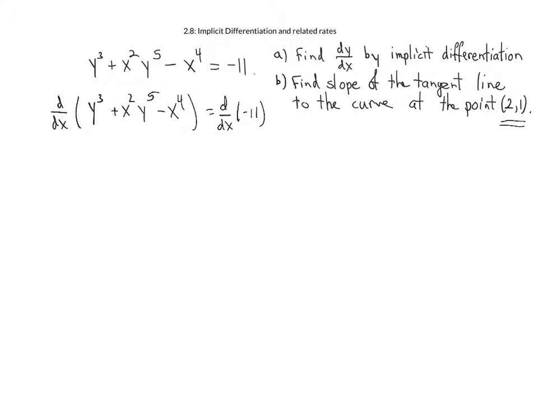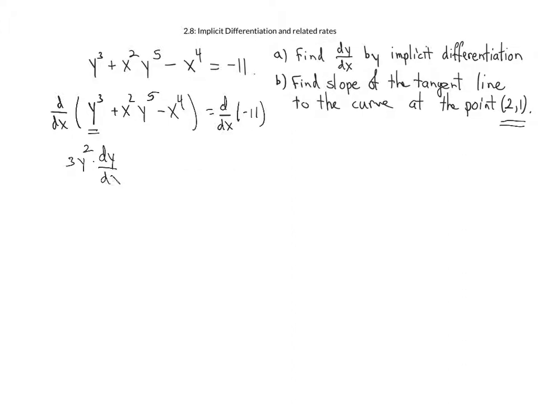So the thing to remember is anywhere where I see the letter y, I have to remember that that is actually a function of x. And so I need to remember to apply the chain rule. So the very first term here is a y cubed, and if I differentiate that with respect to x, I get 3y squared times dy by dx.